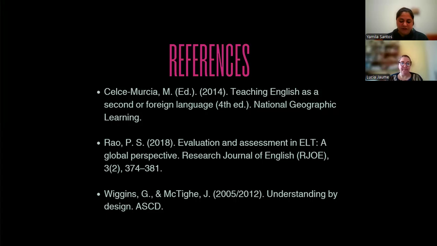And before finishing, here are some references. Here are the references we used for the presentation. We built our slides only from this core text, which really guided our understanding of evaluation. Yes, they were really useful.